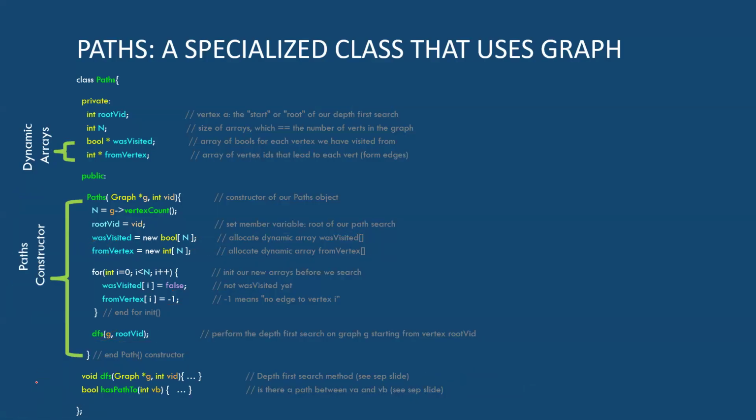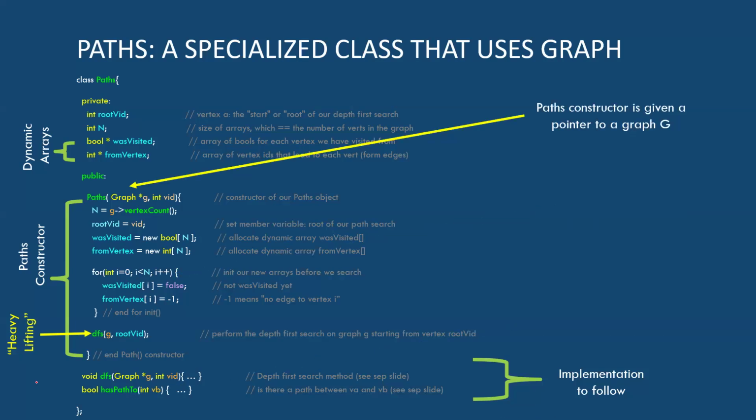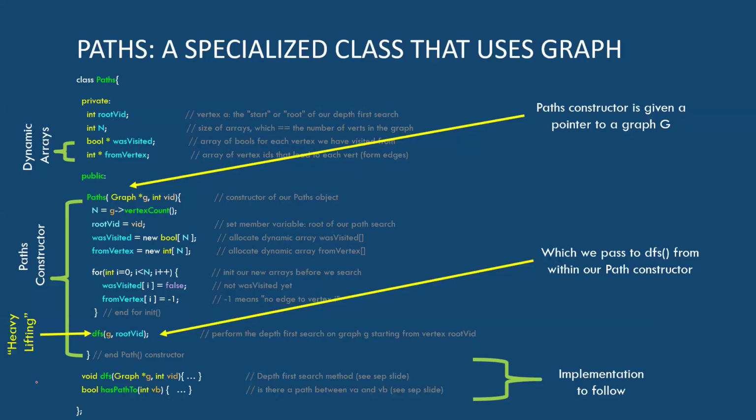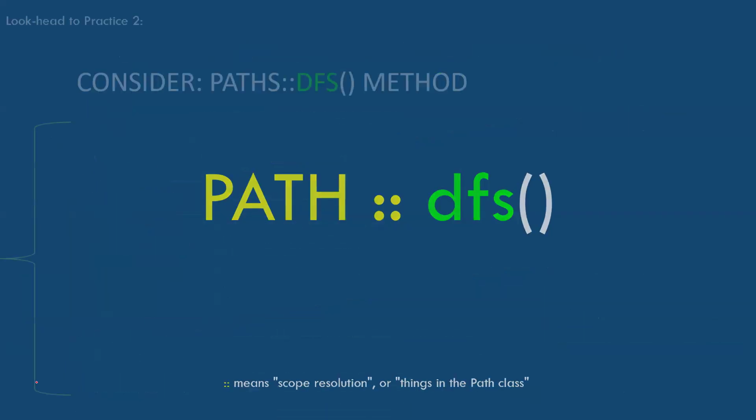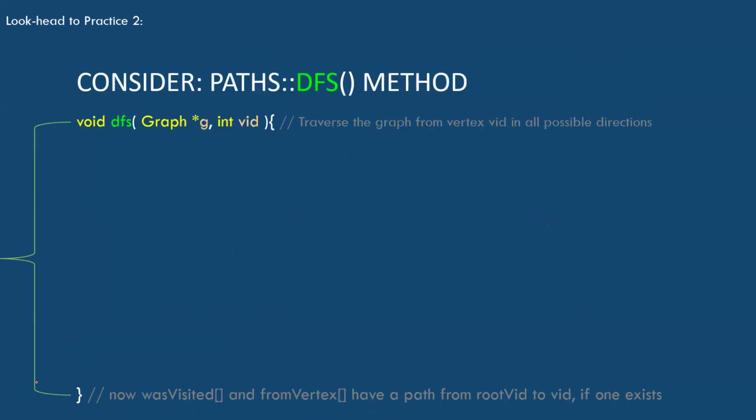So there's my path constructor. There's the heavy lifting, right? DFS initializes those two arrays, and then we'll have that individual method implementation, okay? So there's our path constructor, and there's us calling DFS, okay? By the time it's constructed, the hard work is done. That's the really nice thing about it. We're ready to answer questions. So let's take a look at that particular method. So DFS method inside of the paths class.